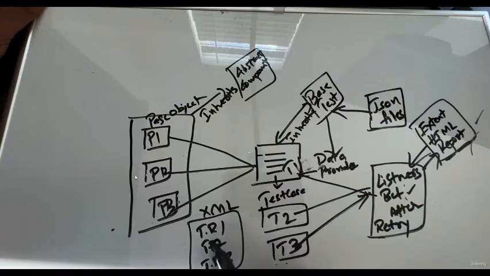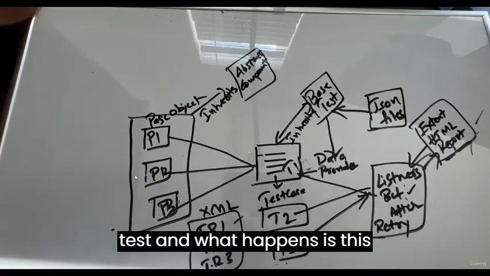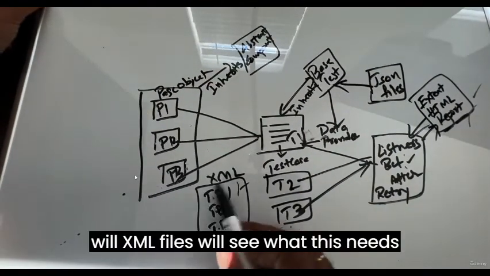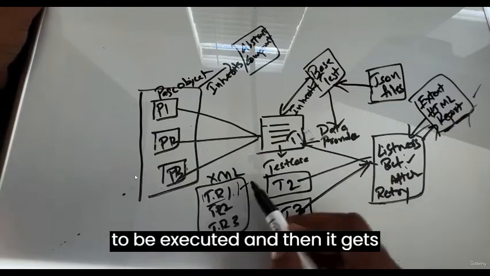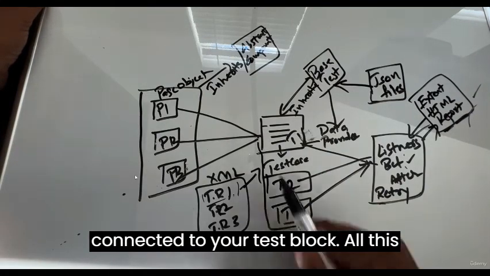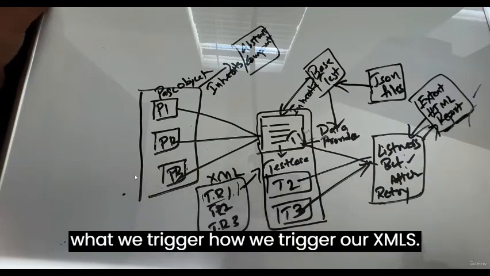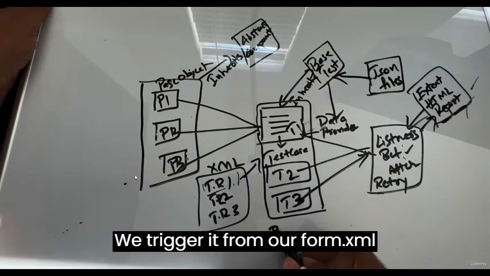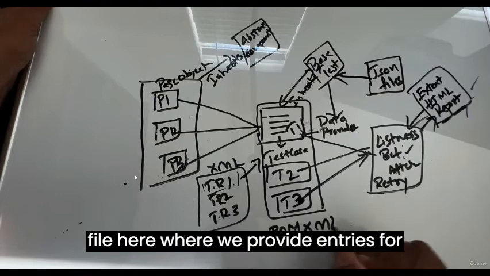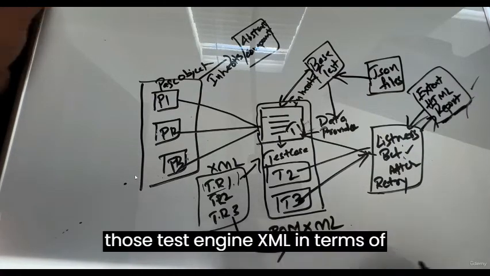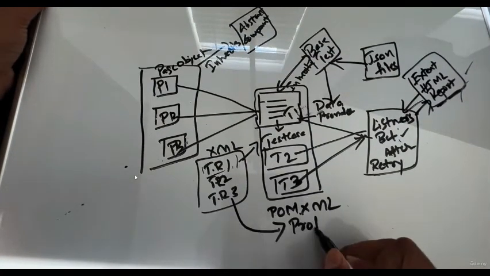Okay? So first you will trigger these tests, and what happens is these XML files will see what test needs to be executed, and then it gets connected to your test block. All this is the test cases, right? And your XMLs is what we trigger. How do we trigger our XMLs? We trigger it from our pom.xml file here, where we provide entries for those test engine XML in terms of profiles.